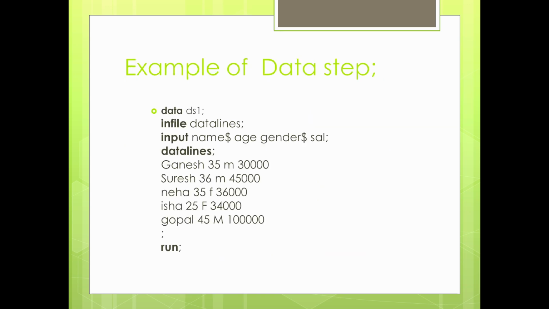This is an example of a data step. You can see here, to write the data step, you need to understand the following things which are highlighted in bold black color. Each data step should start with a data statement, followed by the output dataset name. If you want to create a dataset, whatever name you want to give, you should write it after the data statement.